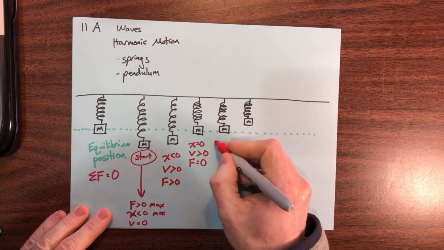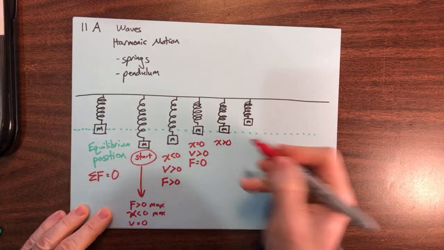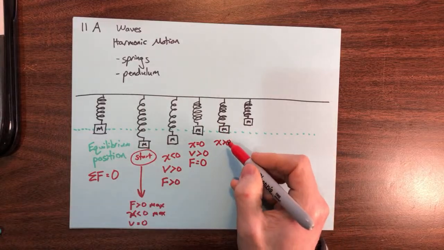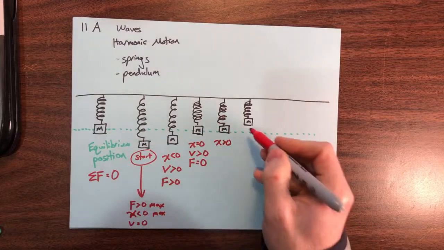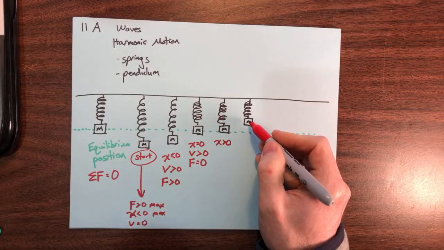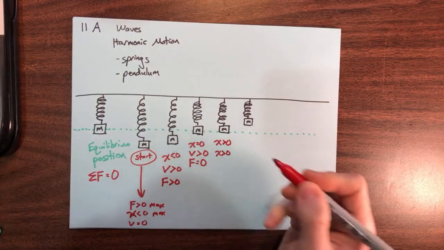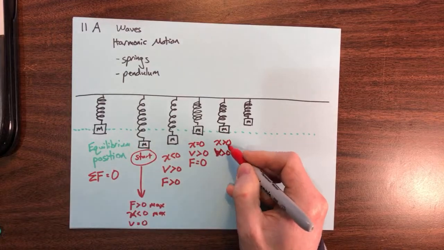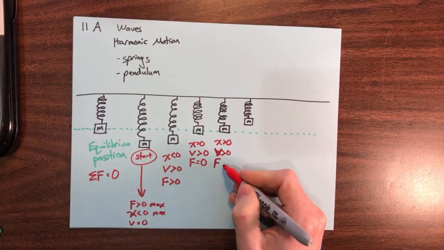So at this point in time, your x is going to be now positive. You've gone past the equilibrium position. You're up some, and so that's going to be positive. And your velocity is still going to be moving up because you haven't reached your maximum compression yet. So your velocity is still going to be positive at this point. What about the force? Is force going to be positive, negative, or 0 at this point?